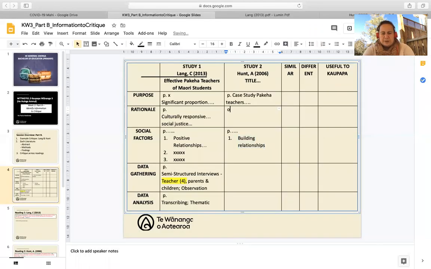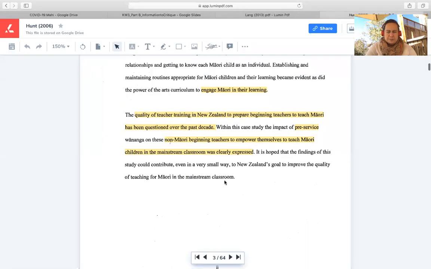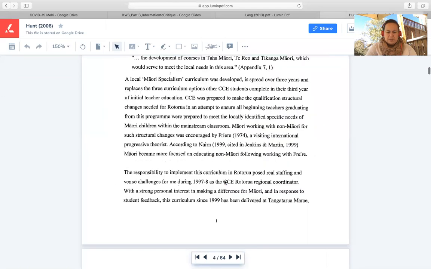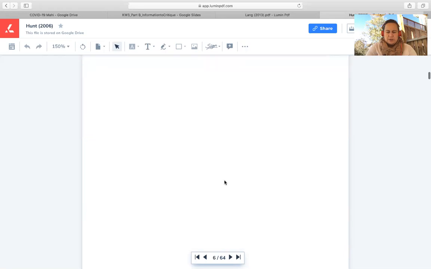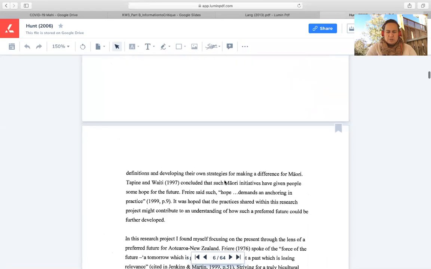I've again put the page number: empower non-Māori teachers to teach Māori students. Okay, so you're kind of already doing that here. And so you might find 3 or 4. What's another one here? Let's go and have a look for one more. And then we might look over, so again, we looked at the abstract, then we're going to go to the contents page, which is where?